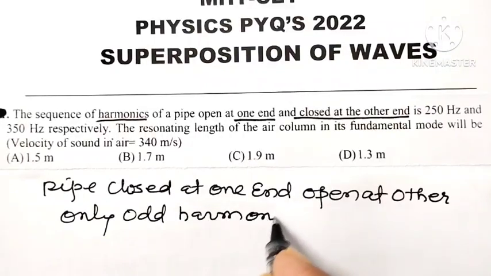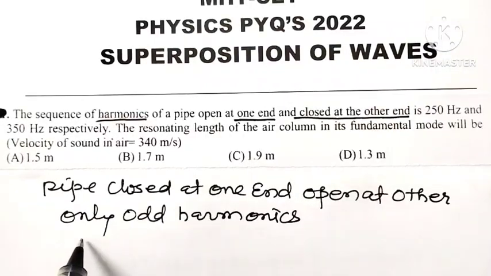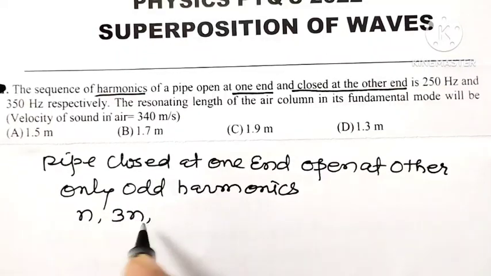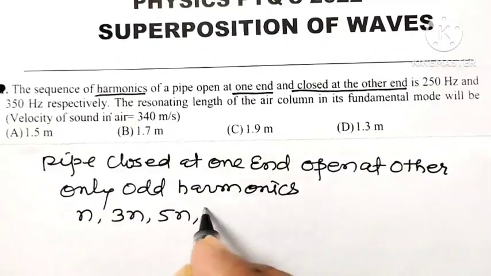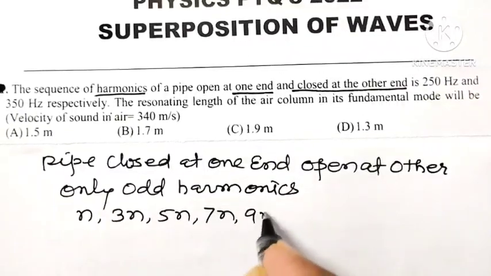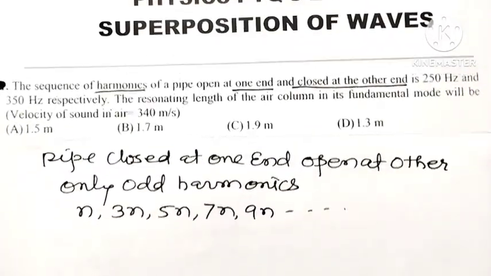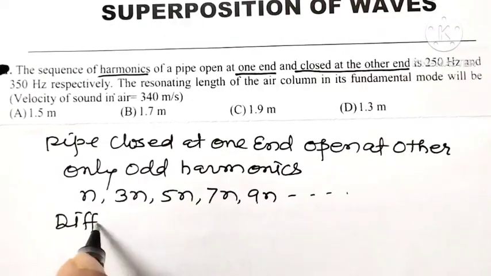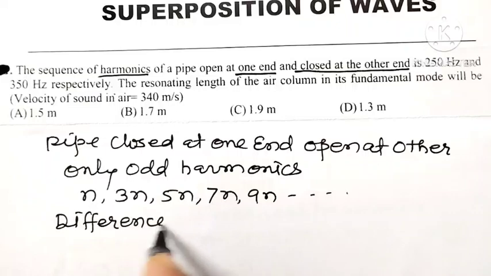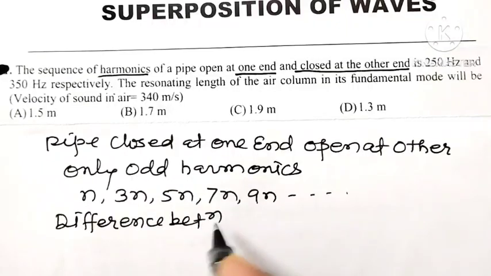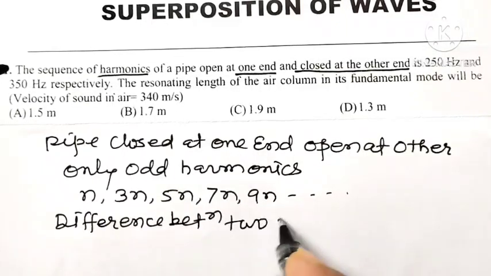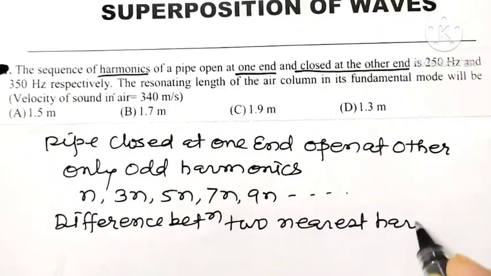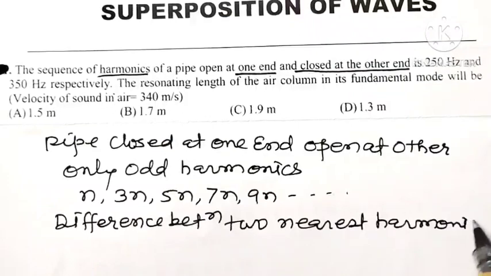This means, what are the frequencies of harmonics? It may be fundamental frequency n, and the harmonics are 3n, 5n, 7n, 9n. These are the frequencies of harmonics. Now, what is the difference between two nearest harmonics?